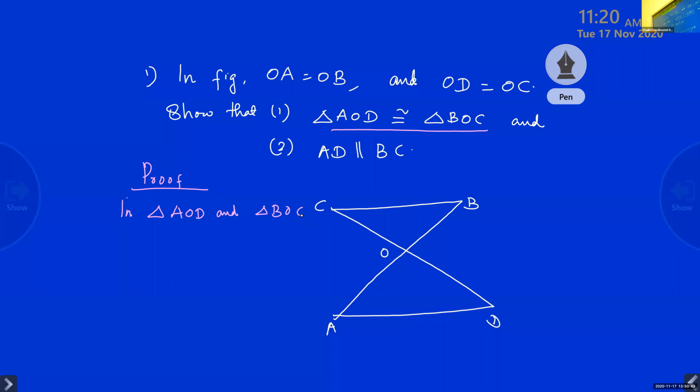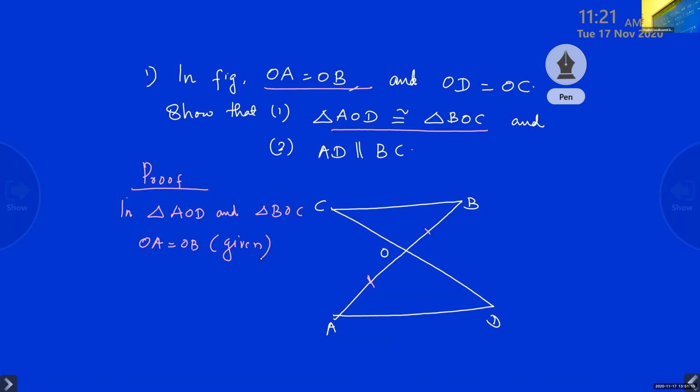Now, given things you have to mark. What are the given things, children? OA equal to OB. Where are OA and OB? These are equal, it is telling. So we'll write that OA equal to OB. In that, you write the reason as given. In the question, it is given.